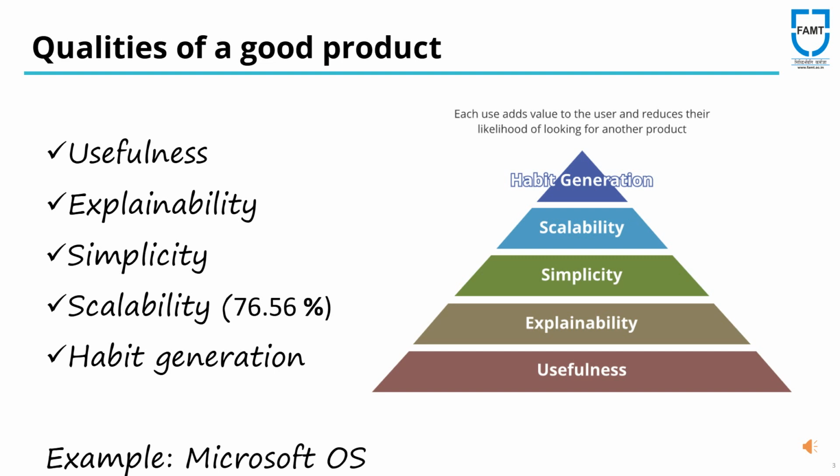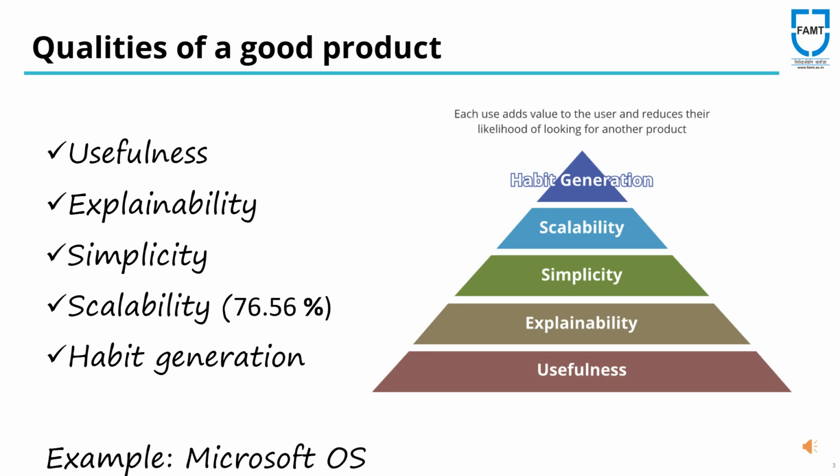Third is again simplicity, so how simply it is designed. Then scalability. If you are planning to develop a particular product, it should be easily scalable, and that basically decides whether the product is of good quality or bad quality. Right? And habit generation. In all good senses, whatever product you are developing, it should be able to generate good habits, or it should be able to make the users habitual of its use. Okay, so that is the meaning of habit generation.